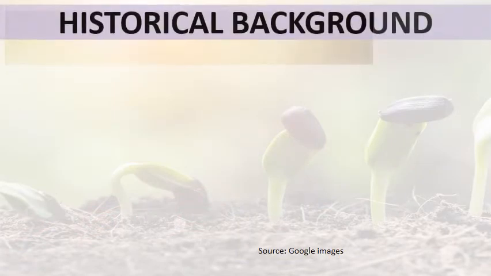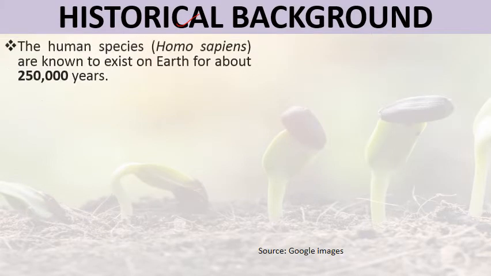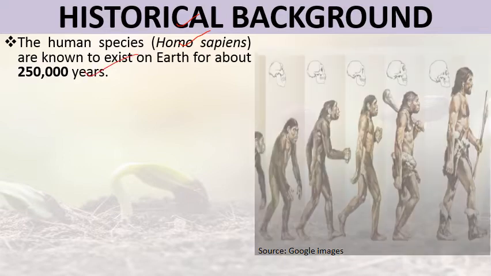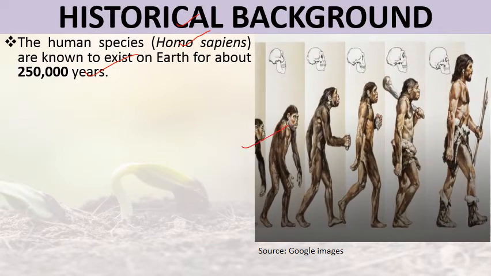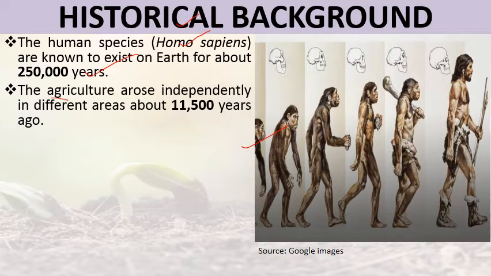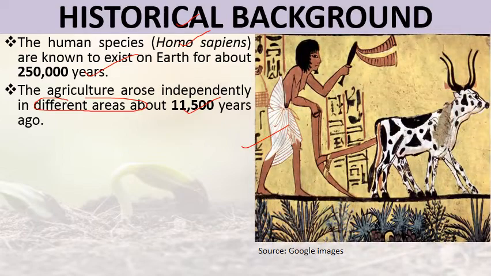Next comes historical background. The human species, Homo sapiens, is known to exist on Earth for about 250,000 years. I will not go into the detail of human evolution. Next, agriculture arose independently in different areas of the world about 11,500 years ago. So this is the approximate date. And there are various sources which give this information that agriculture is a very old practice.